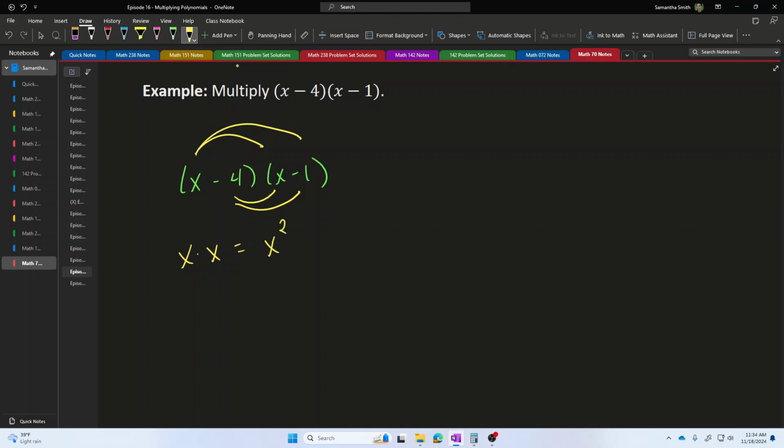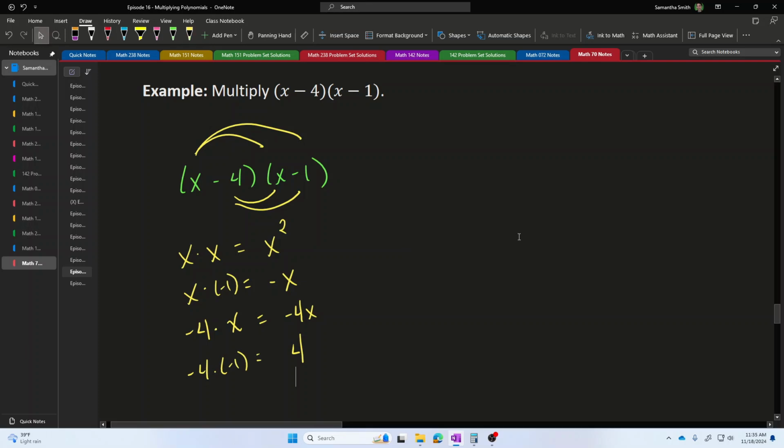And then the next product I take is of this x and then of this subtracted negative 1. So if I do x times negative 1, if I multiply x by 1, it's just the same as it was before, still just x. And then applying a minus 1 will make it the opposite, negative x. Then I have negative 4 times x, this negative 4 in the first expression times x. And then I have the 2 in the back, negative 4 times negative 1. And this is an even number of minus signs, so the result will be positive, positive 4 in this case.